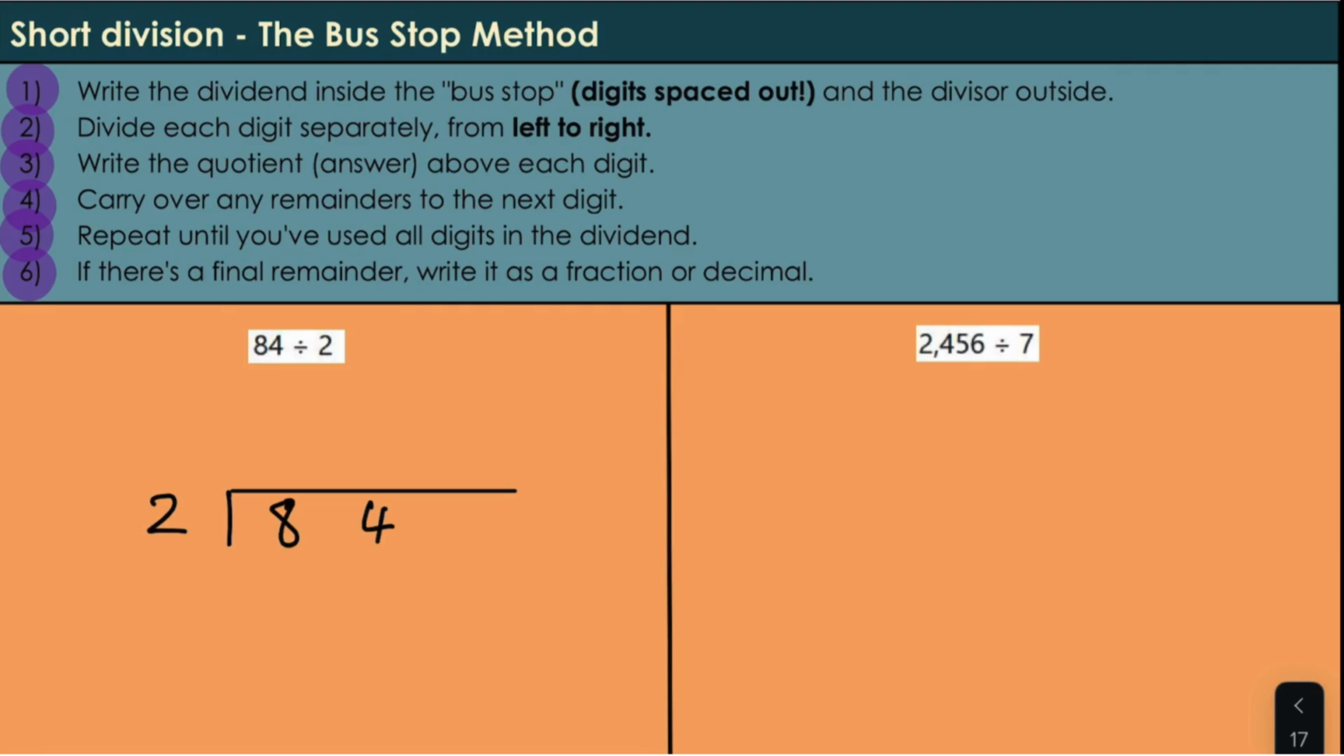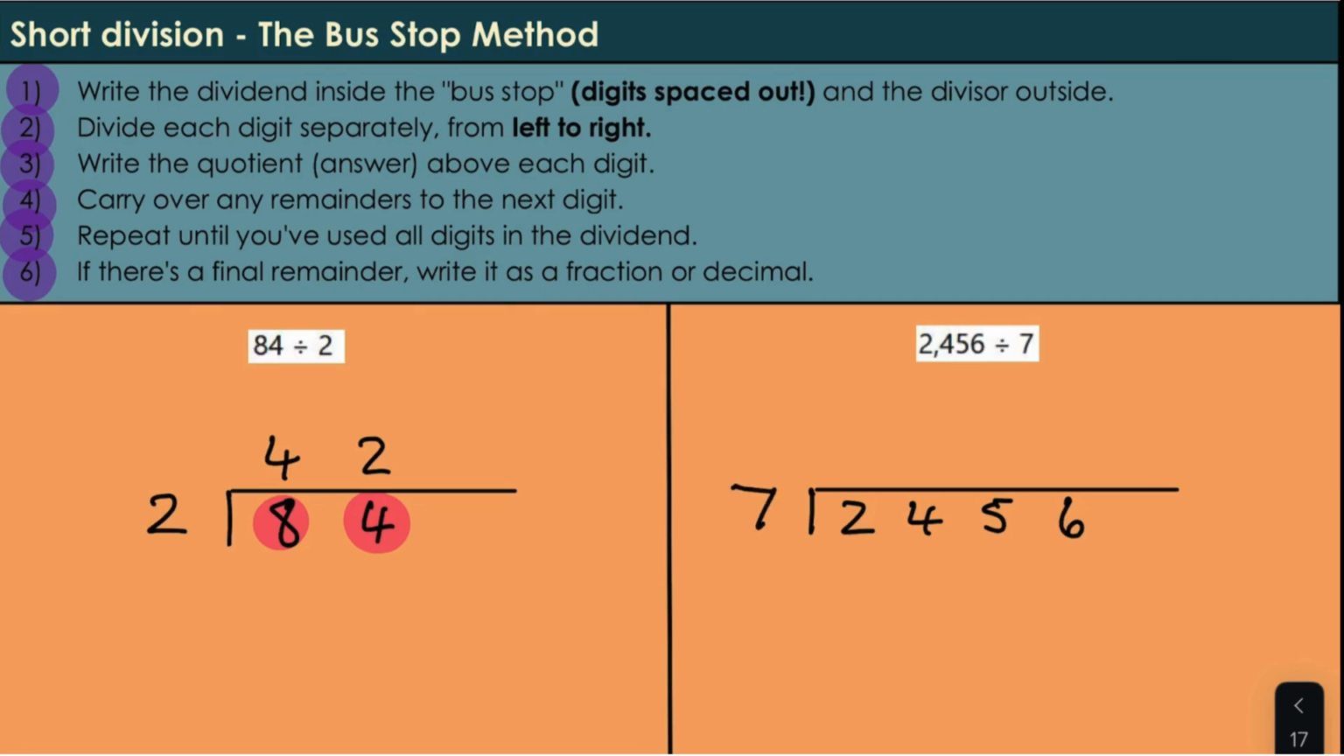So first up, 8 divided by 2 will give us 4. 4 divided by 2 will give us 2, 42. Next question, let's space the digits out. You can see I'm leaving a nice gap between the digits. The divisor on the outside.